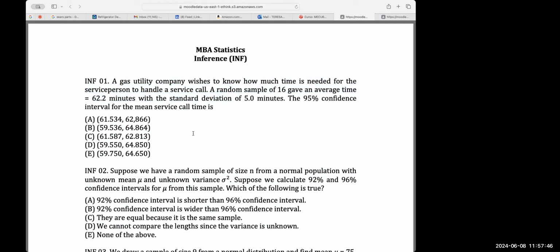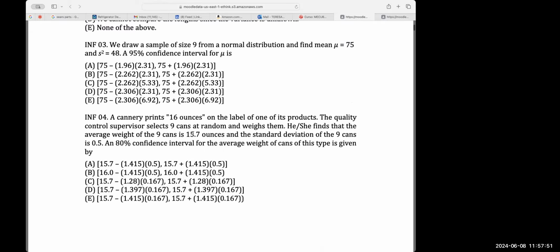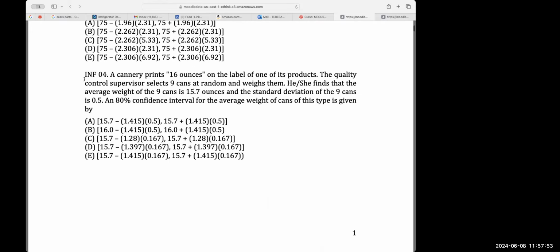Okay, let's read the next one together. Well, not that one. Let's read number 4. Okay, try that one. A cannery prints 16 ounces on the label of one of its products. The quality control supervisor selects 9 cans at random and weighs them. He or she finds that the average weight of the 9 cans is 15.7 ounces and the standard deviation of the 9 cans is 0.5.